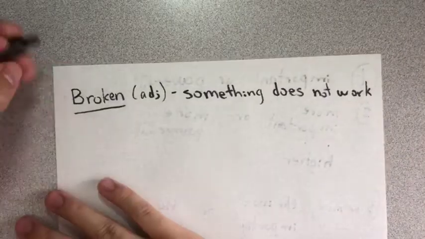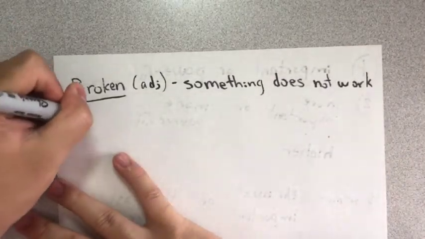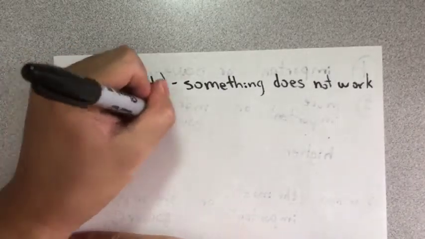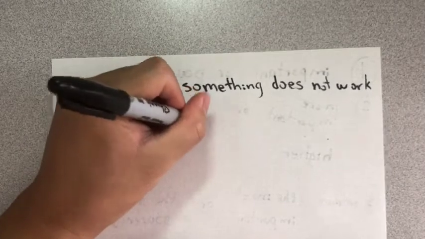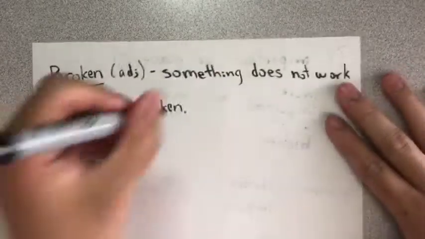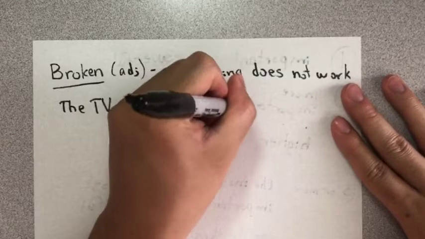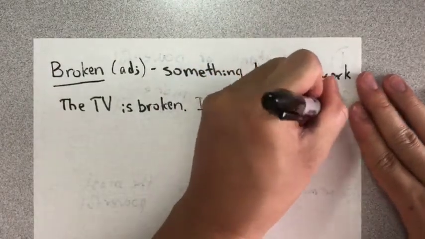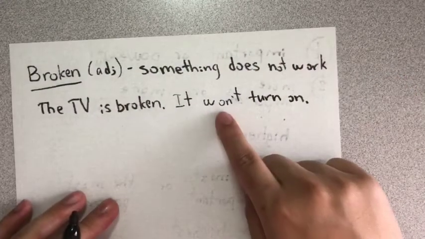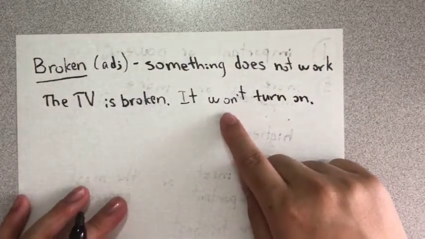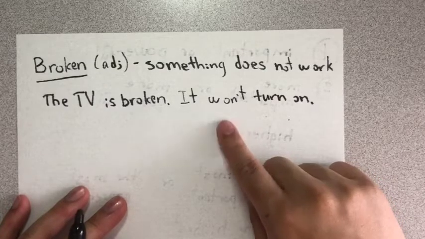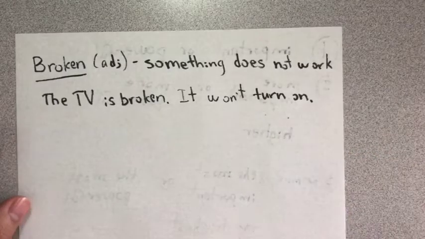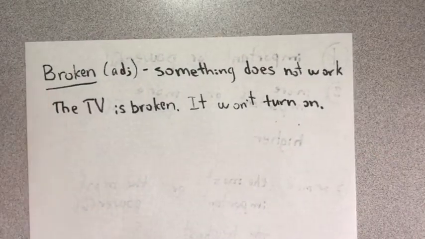So we can say the TV is broken. The TV is broken. It won't turn on. Won't is when we put the words will not together. It will not turn on. It won't turn on. The TV is broken. Broken means something is not working anymore.